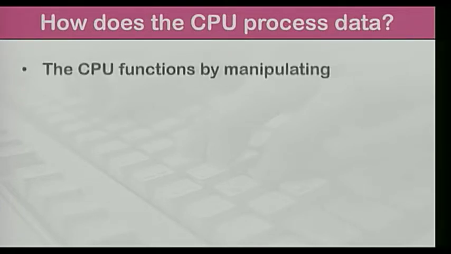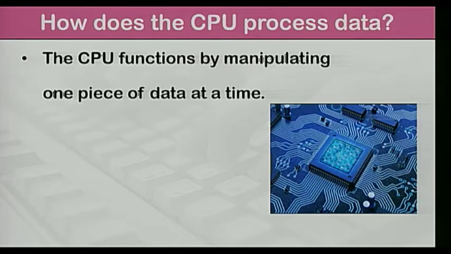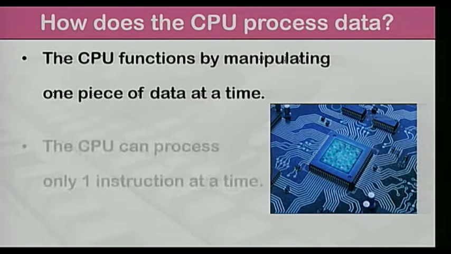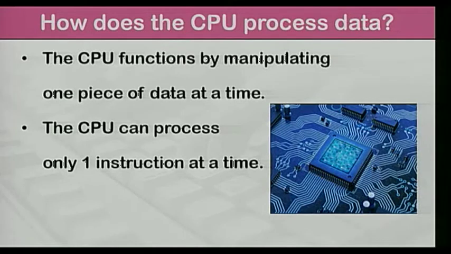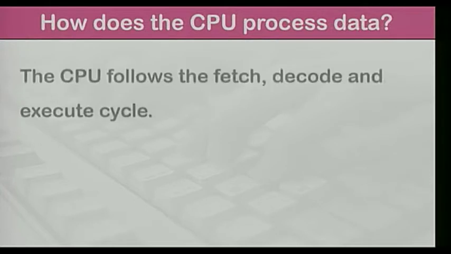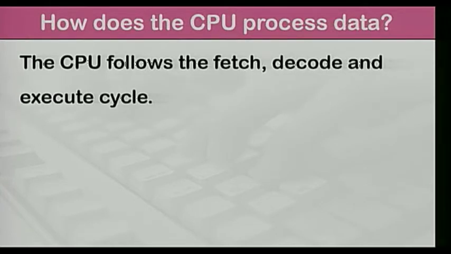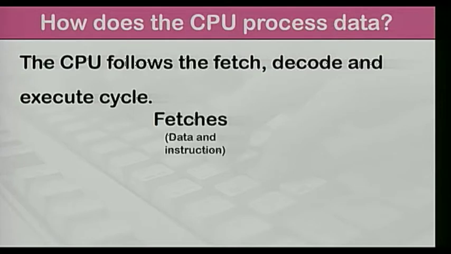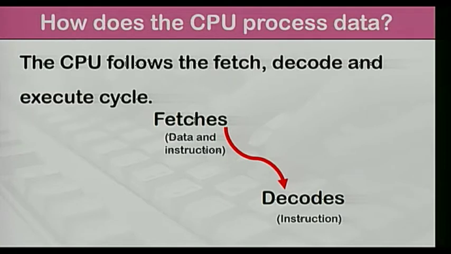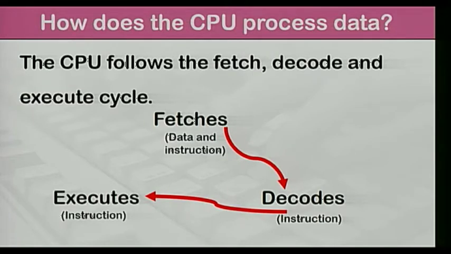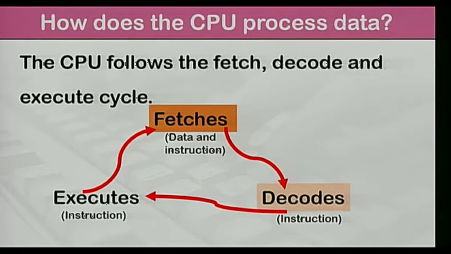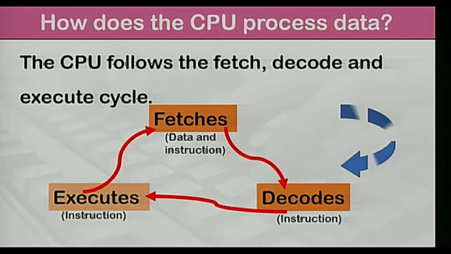First, let us see how the CPU processes data. The CPU functions by manipulating one piece of data at a time. In other words, the CPU can process only one instruction at a time. The CPU follows the fetch, decode, and execute cycle. It fetches data and instruction, decodes the instruction, and then executes it. This work is done repeatedly by the CPU the whole time the computer is switched on.